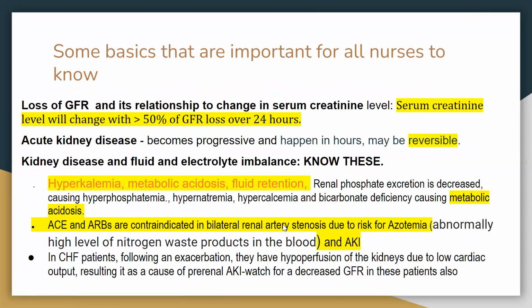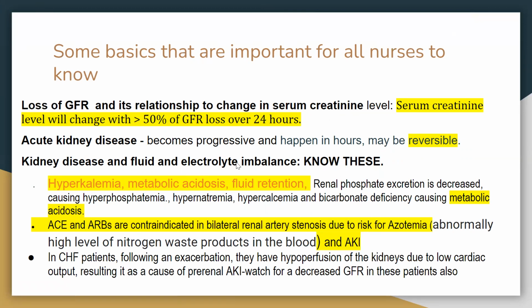Some basics. This slide is very important because I have seen this. Some of the nurses or nurse practitioner students have no idea, when we have a urinalysis or 24-hour creatinine results come, they don't understand what that means. So I have created this slide for you to understand the GFR and its relationship to serum creatinine. Serum creatinine level will change with a 50% GFR loss over 24 hours. When we do the 24-hour creatinine test, urine creatinine, this is what we are looking for. In patients with acute kidney disease, it can become progressive and it can be reversible, okay? Make sure you know these.